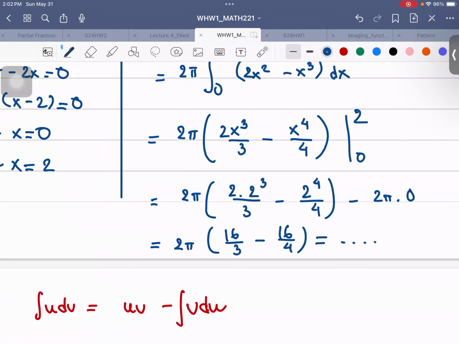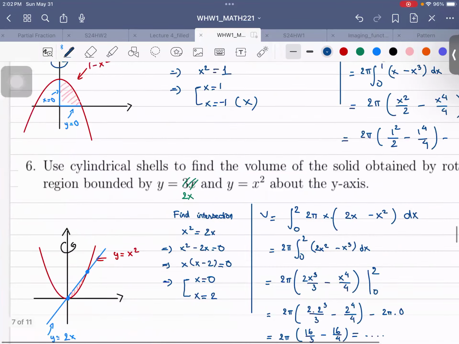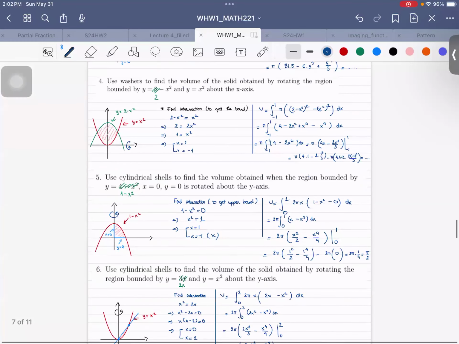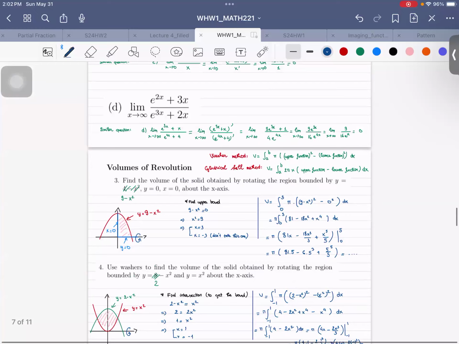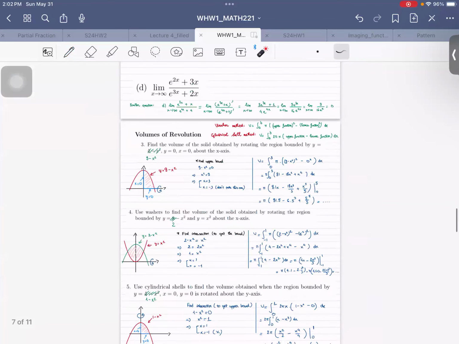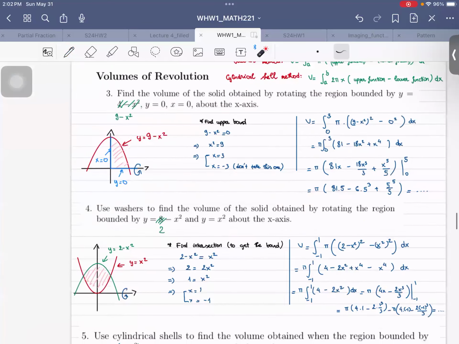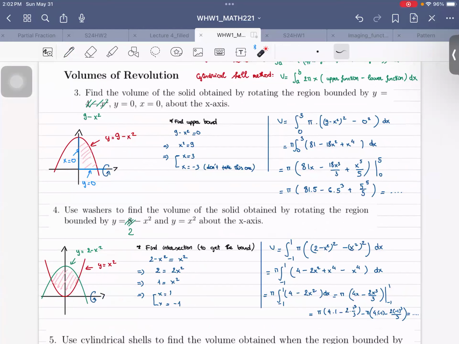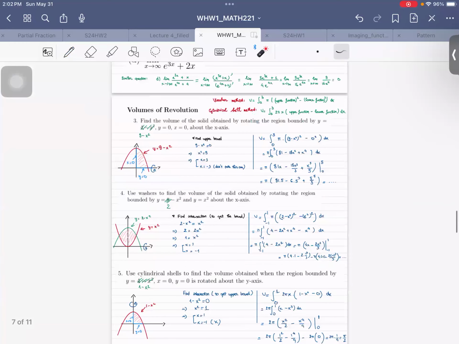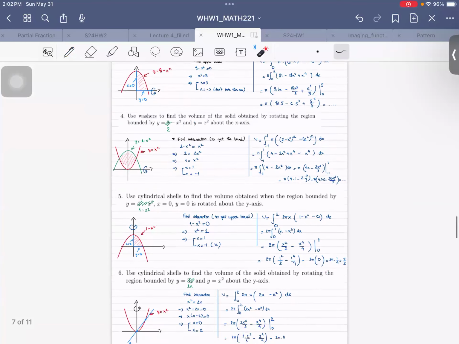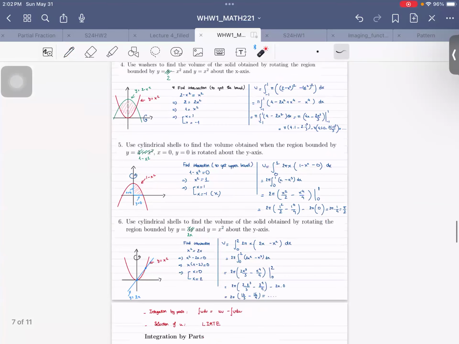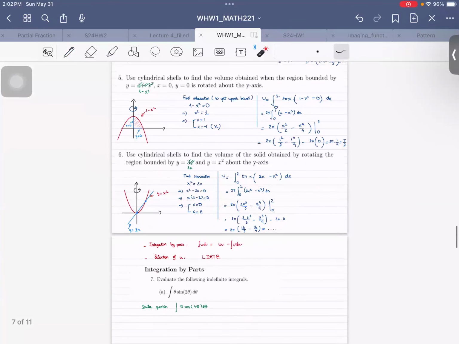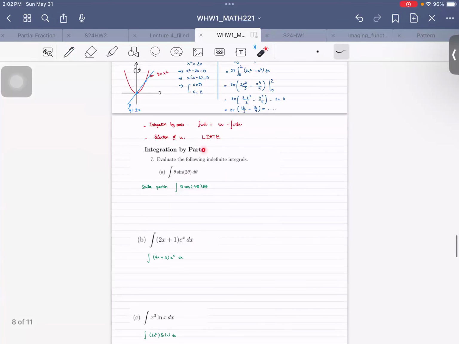Okay, so we're done with the problems that are related to the volumes of revolution. You should try to solve the original problem with the original function that you have, but the idea is pretty similar. Okay, and I will see you in the next video. We're gonna discuss the problems that are related to integration by parts.